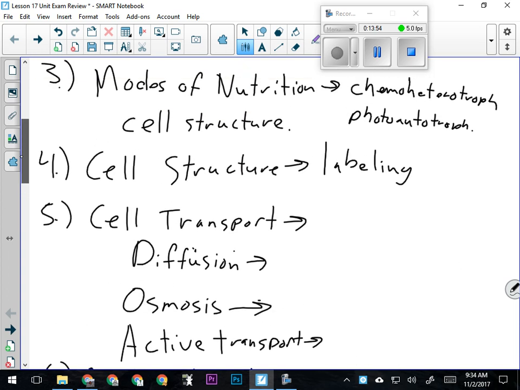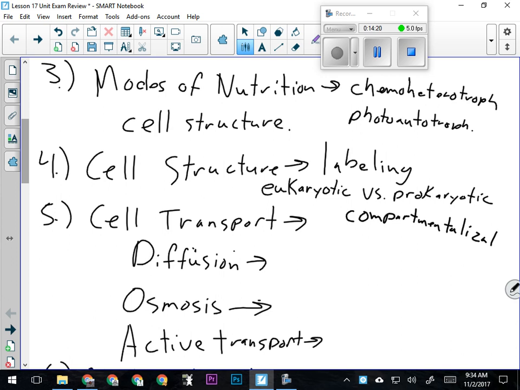Okay, I'm going to back up because I forgot to talk about this in cell structure. Eukaryotic versus prokaryotic. What was the term that separated them? Also a really long word. Compartmentalization, right. So that's what essentially makes all the organelles, and why is it important to have organelles? We talked quite a bit about that in lesson 5. So make sure you're familiar with that one.